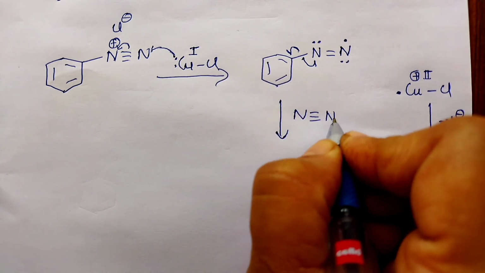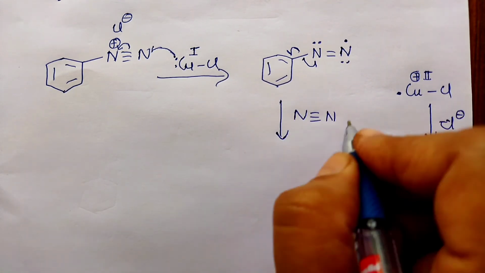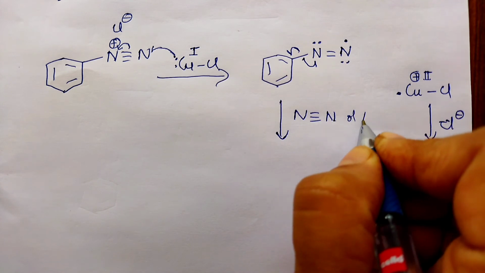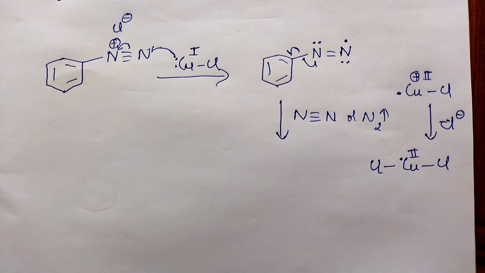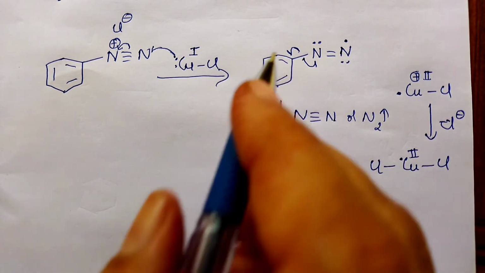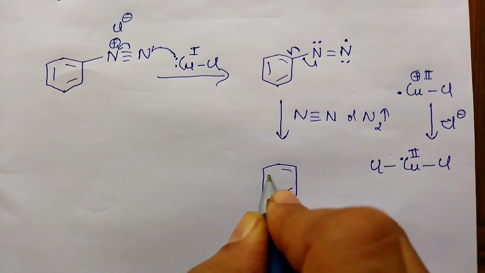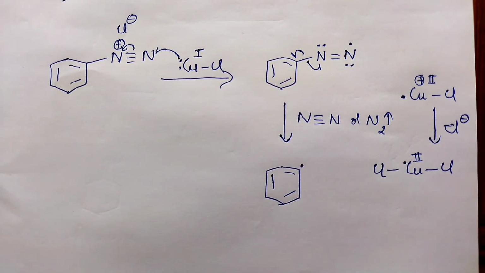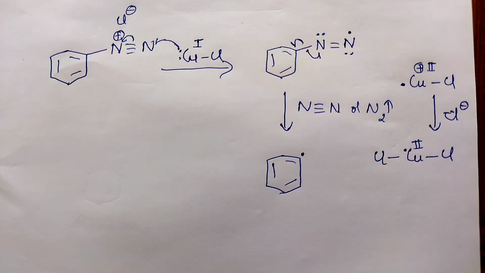So N triple bond N is produced. What is this? It is nothing but nitrogen gas. So nitrogen gas is released now. What do we get? A more stable aryl free radical. Why is it stable? Because this radical is resonance stabilized. Even though it is resonance stabilized, it is a highly reactive species because it is a free radical. So it has to undergo some reaction now.